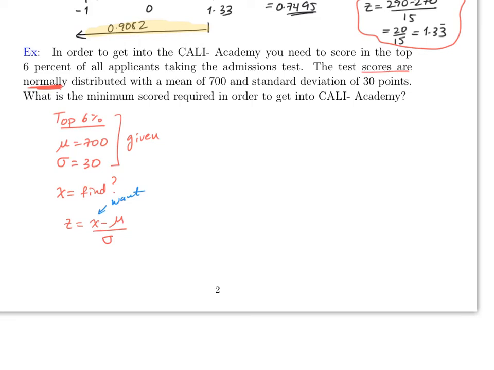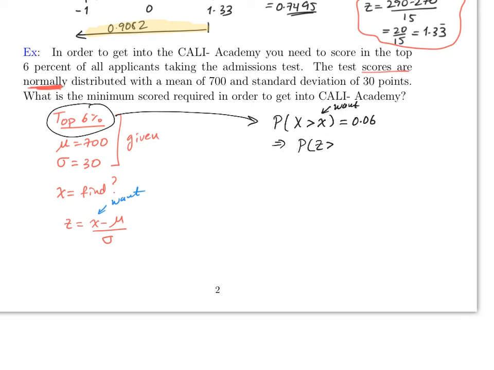So here it is. Here 6% translates to this. The probability that X is greater than the score you want, remember this is what you want, is equal to 0.06. Remember that if you change from standard to regular, the probability doesn't change. So therefore this implies that there is some Z score, which before, remember, we used to call this A, or Z of alpha, where this is equal to 0.06.